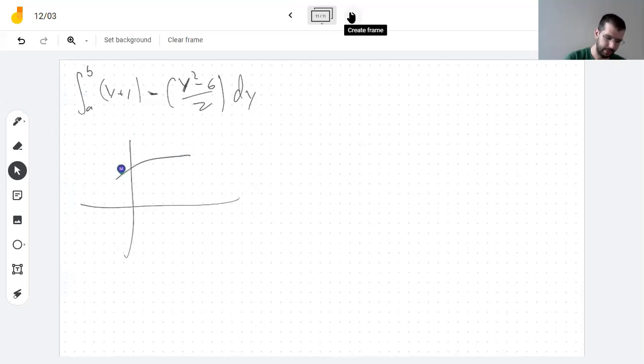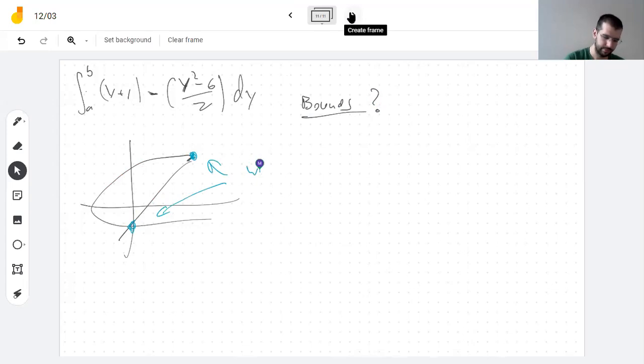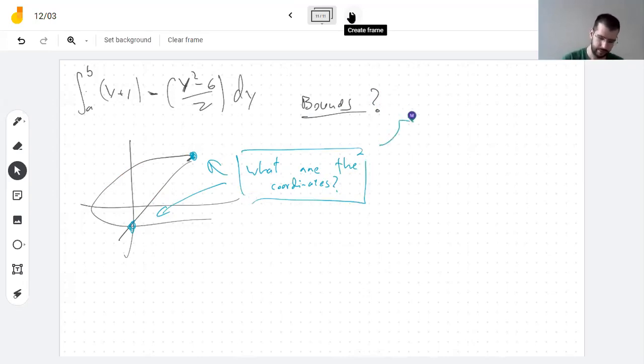So, just like before, I don't know what the bounds are. So I need to find the points where the two graphs meet. Just like before, to see where the two graphs meet, you need to find the points on the graphs with the same coordinates. So you need to have x equals y plus 1 and x equals (y squared minus 6) divided by 2, which means that y plus 1 is (y squared minus 6) divided by 2.